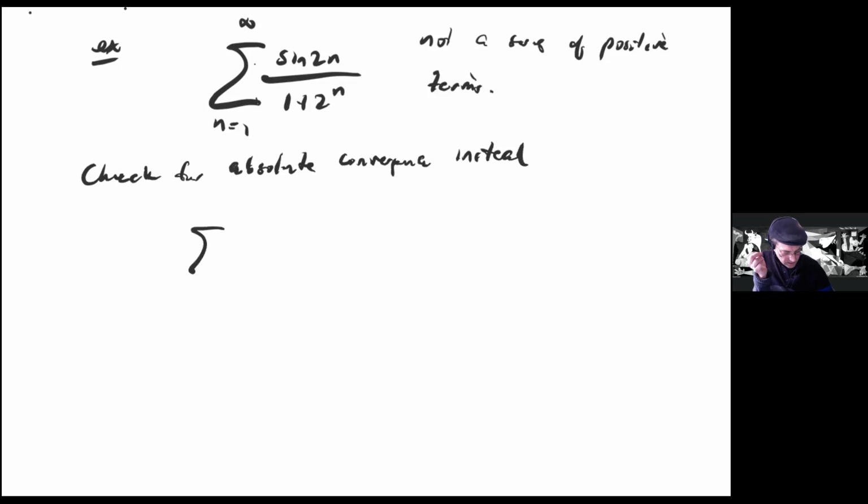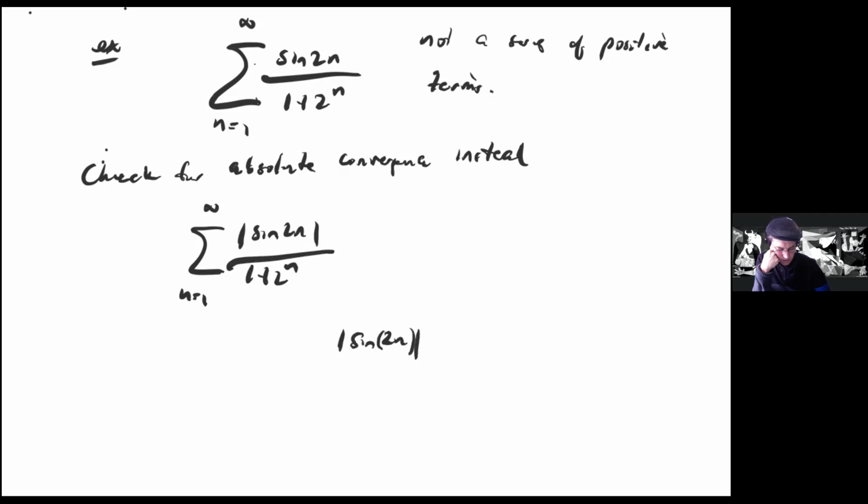In other words, we're going to be looking at the series n goes from 1 to infinity of the absolute value of sine 2n over 1 plus 2 to the n. So let me write down a sub n. That's the absolute value of sine 2n over 1 plus 2 to the n. Now the sine function is always less than or equal to 1, so this is less than or equal to 1 over 1 plus 2 to the n. And this is also greater than or equal to 0.